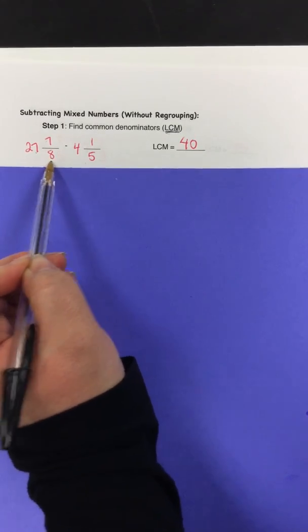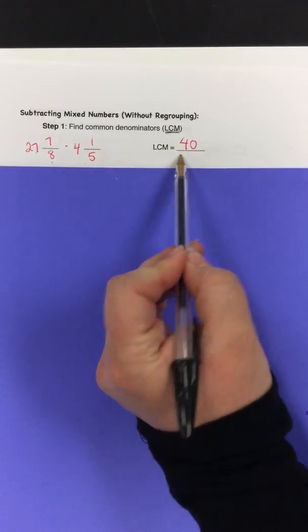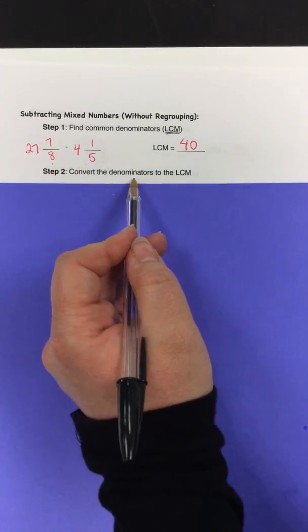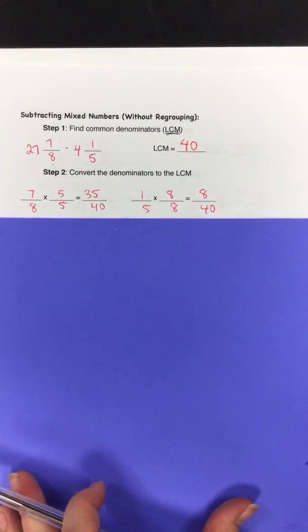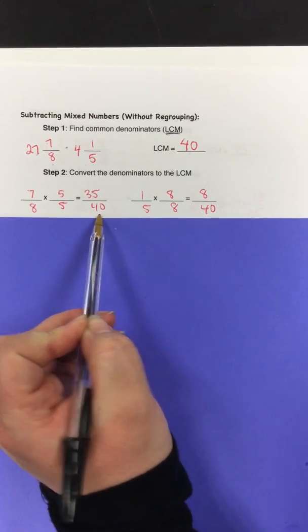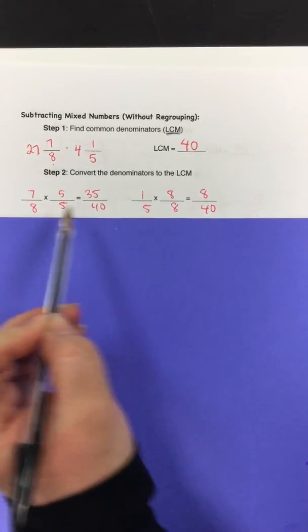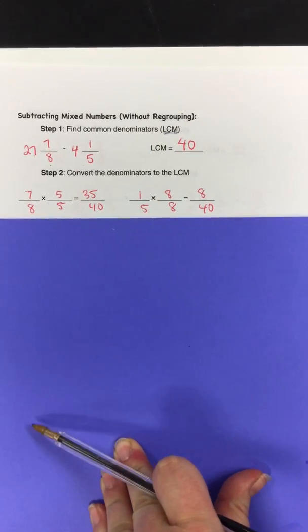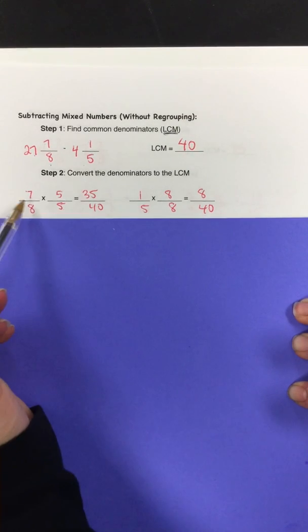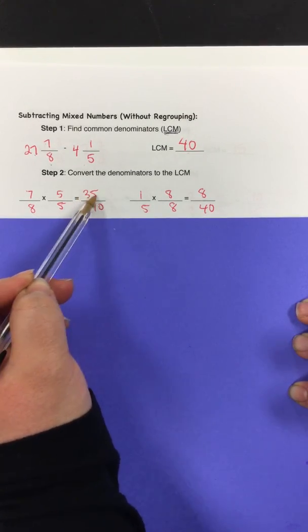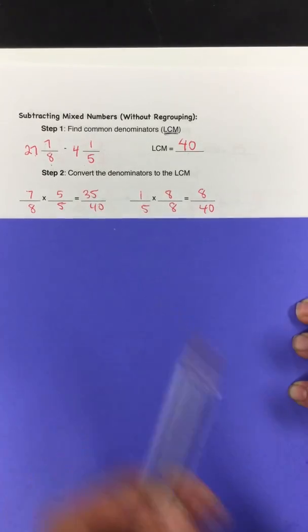Now, if we look at our denominators of 8 and 5, they have a least common multiple of 40, which means that we're going to convert the denominators to the least common multiple of 40. We're going to take 7/8. We know that in order to get our denominator to 40, we have to take 8 times 5. Whatever we do to the bottom, we have to do to the top. 7 times 5 is 35. So now, instead of 7/8, we have an equivalent fraction of 35 over 40.